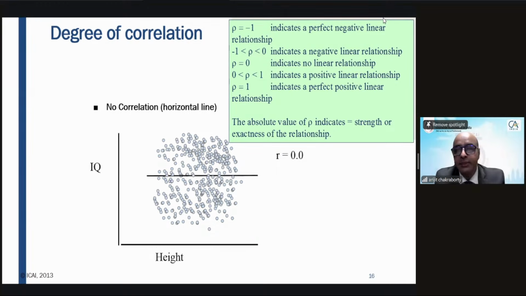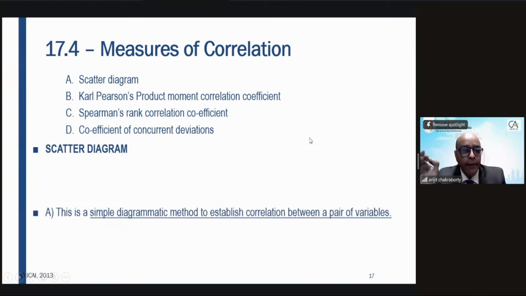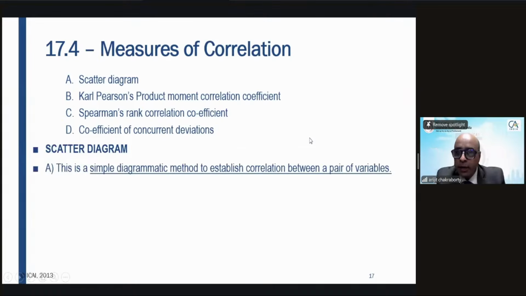Absolutely. Yes. So two data sets may not have any relation. Now we come to the two formulas, very simple formulas. Scatter diagram we have seen. It is a diagrammatic method.